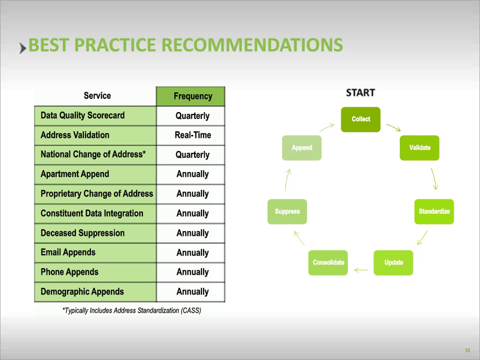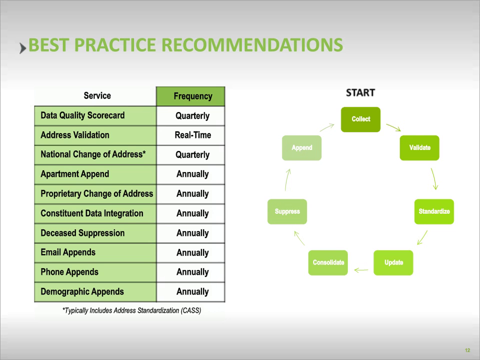Donors often use more than one email address as well, and they can change them often. So that's why we suggest running Email Finder, for example, at least once a year. And there you can see the national change of address quarterly. It's just better to make sure that we're keeping everything up to date for all of your constituents.